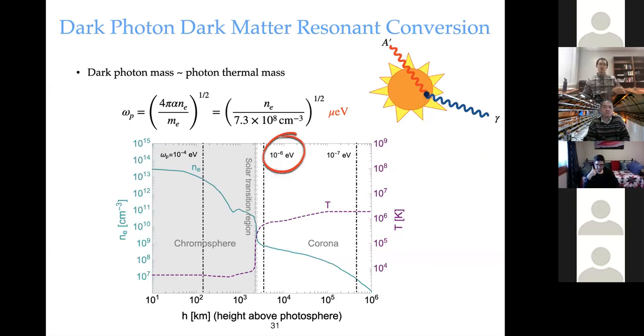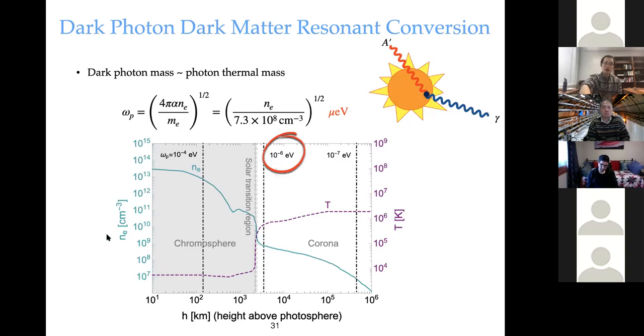And we want to... So the idea is you have some dark photon coming in, and it resonantly converts to a photon. When we say resonant conversion, it means that the dark photon mass should be equal to the thermal mass of the photon. Let's compute the thermal mass of the photon. In the plasma, it's 4 pi alpha times the number density of electrons divided by m_e, and then the square root of it.